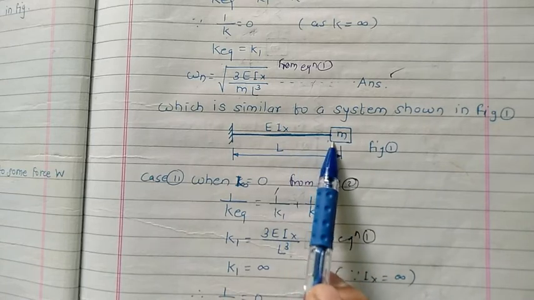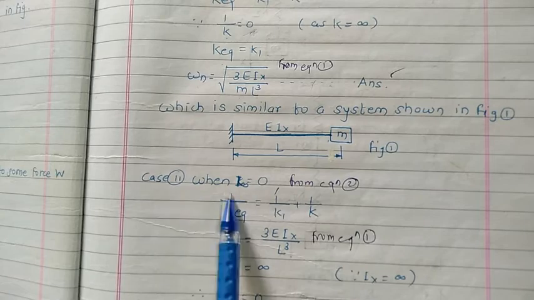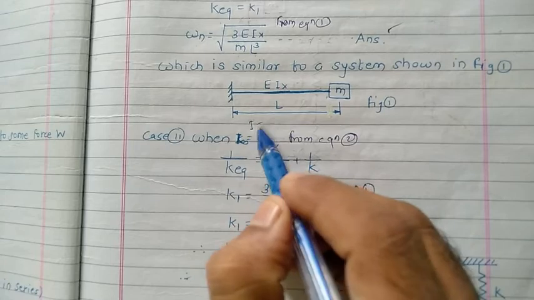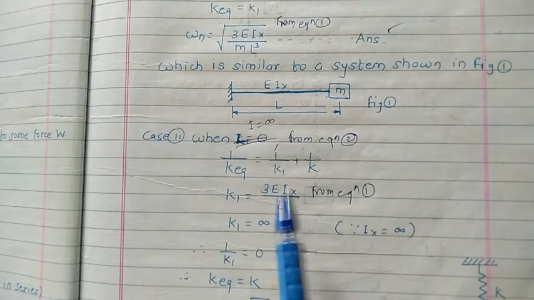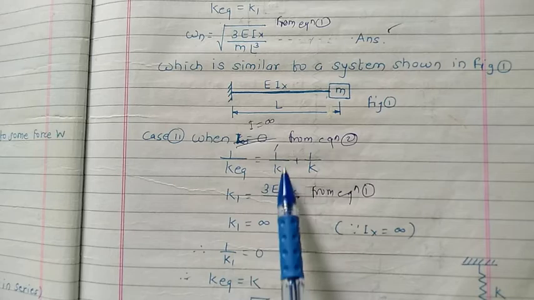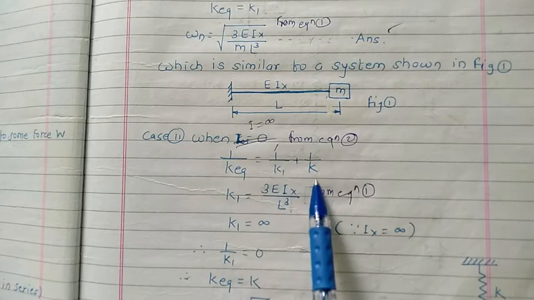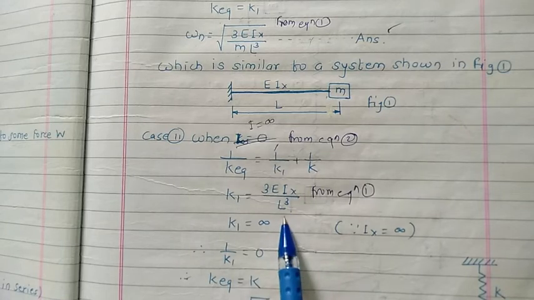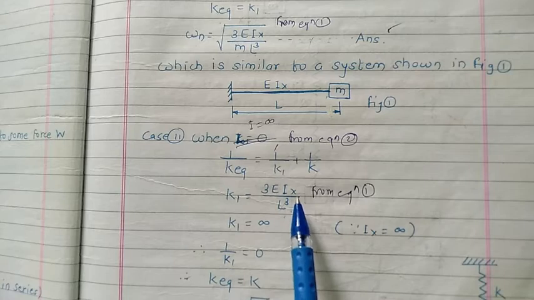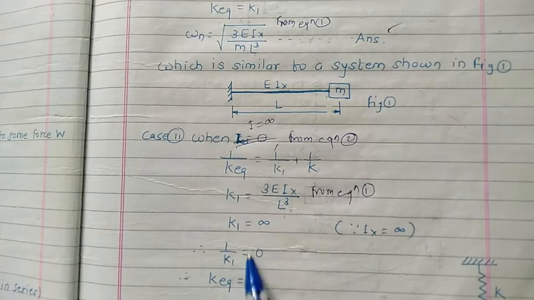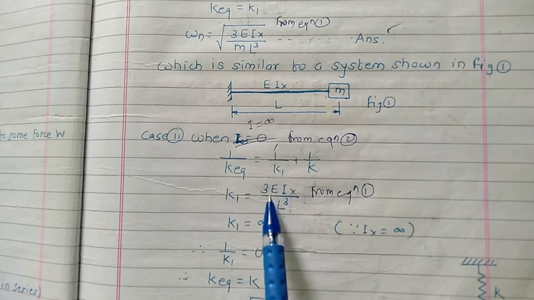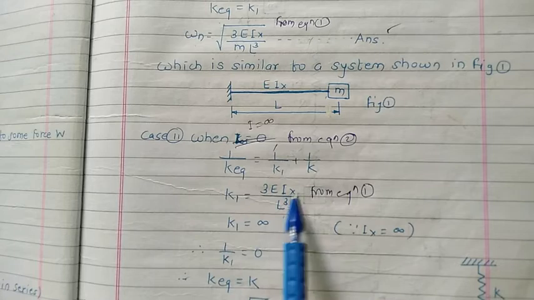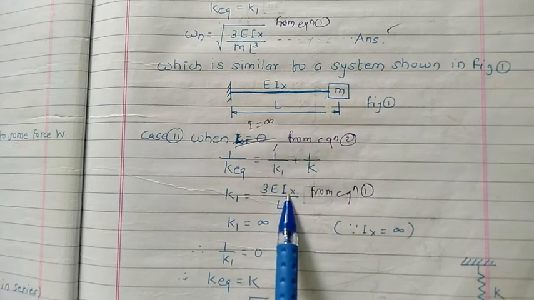And the second case, when I equals infinity, okay. So this relation is already with us, 1 upon k equivalent equals 1 upon k1 plus 1 upon k. From equation number 1 we already know k1 is nothing but 3EIx divided by l cube. So in this case, when the value of k1 becomes infinity, automatically the value of Ix also becomes infinity, okay.